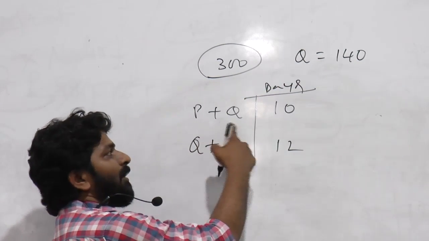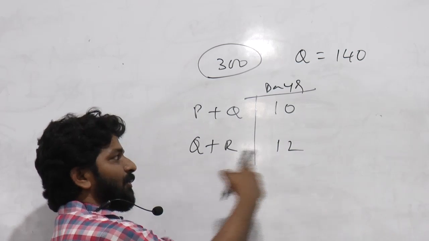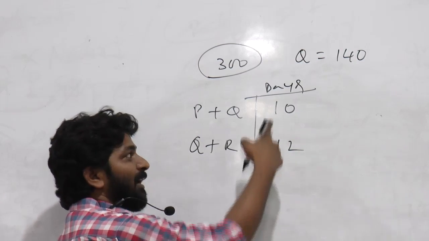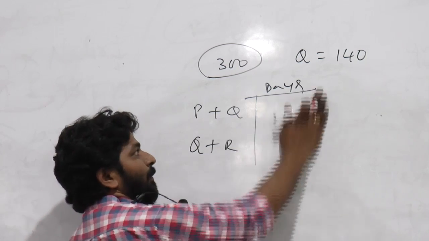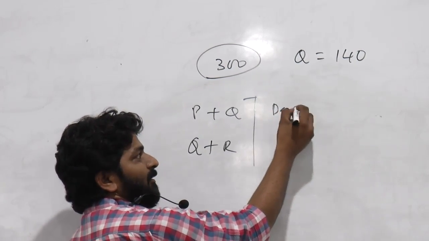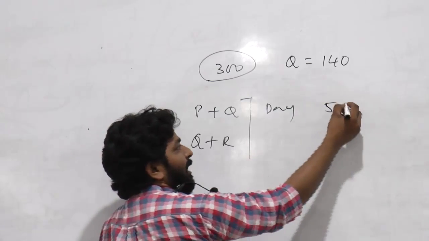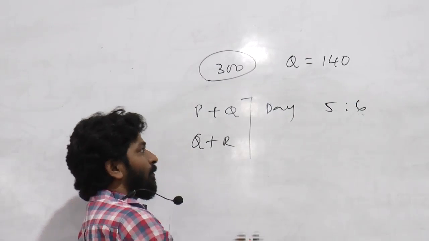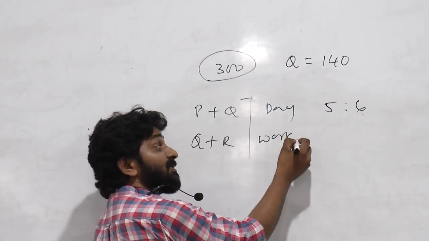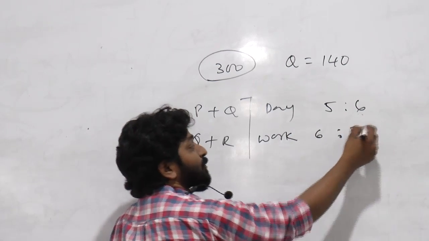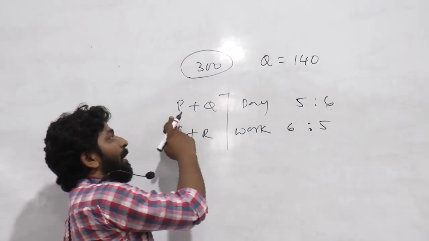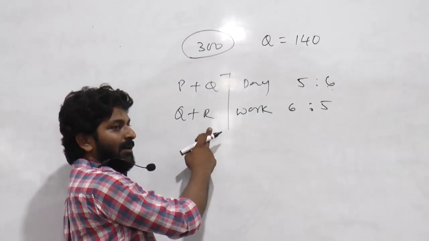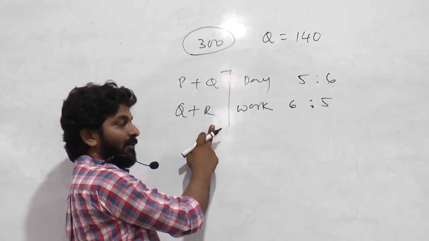The days ratio between Pawan and Qureshi is 10 and Qureshi and Rohit is 12. So the ratio becomes 5:6, the days ratio for these two becomes 5:6. And the work ratio becomes 6:5. Right? Pawan and Qureshi and Rohit.